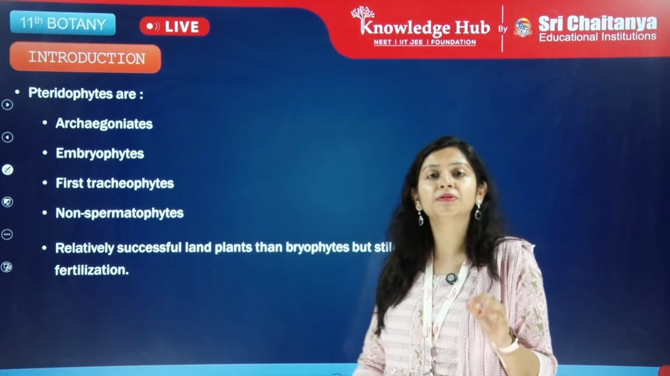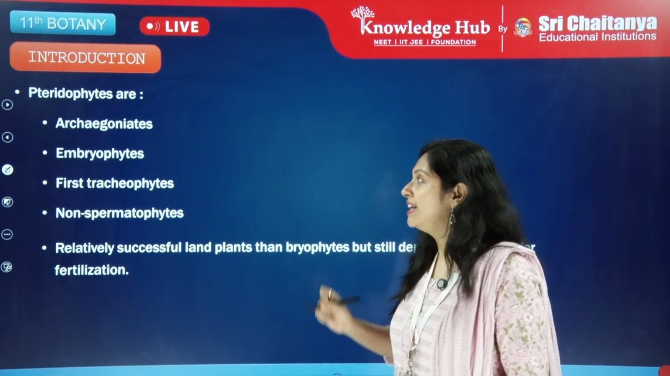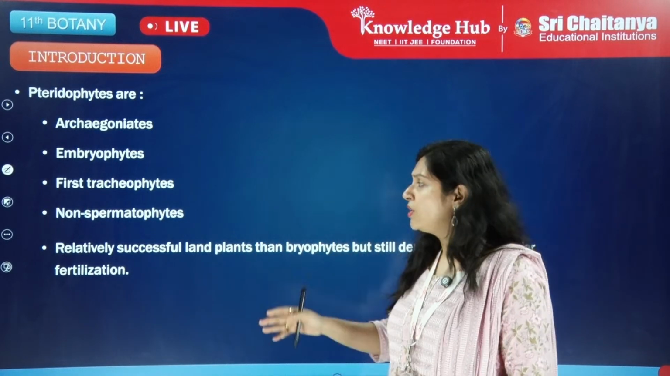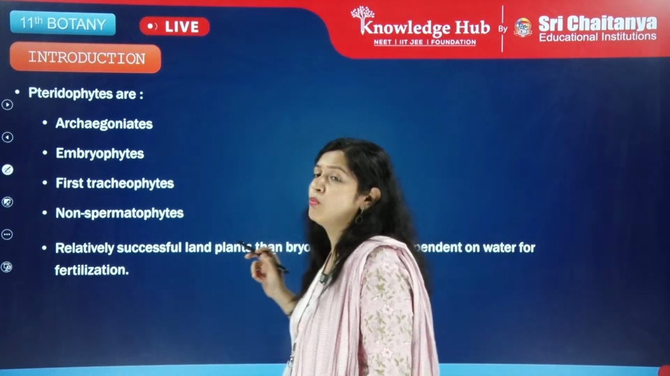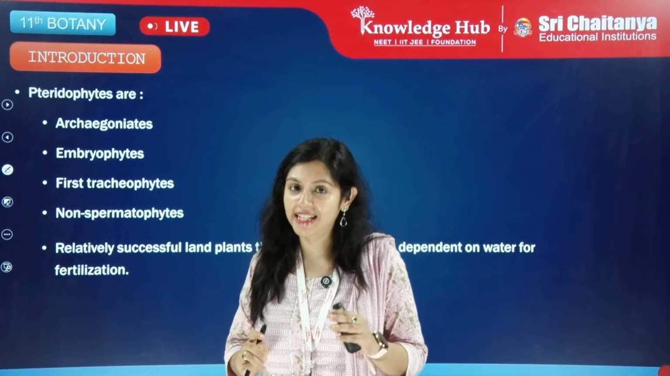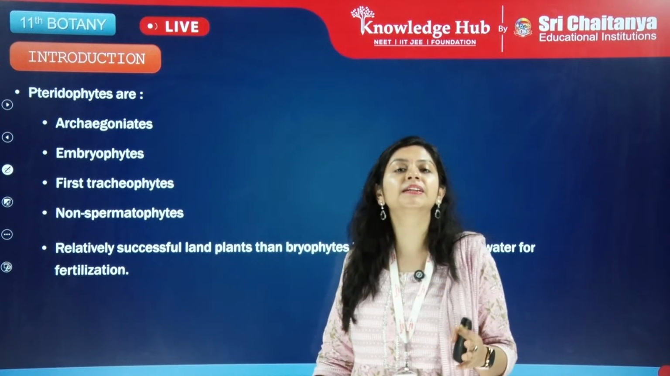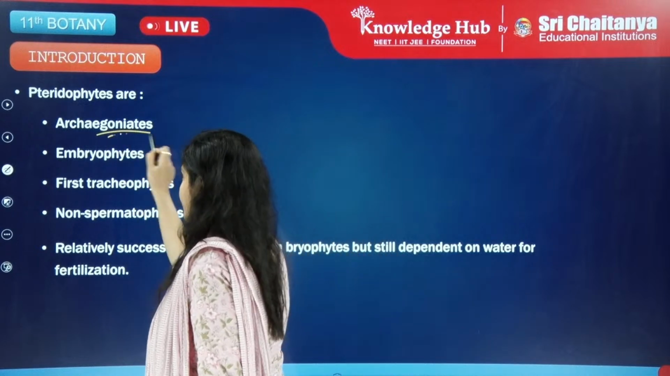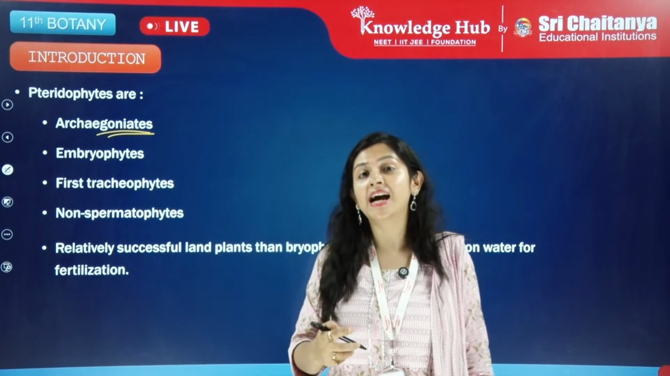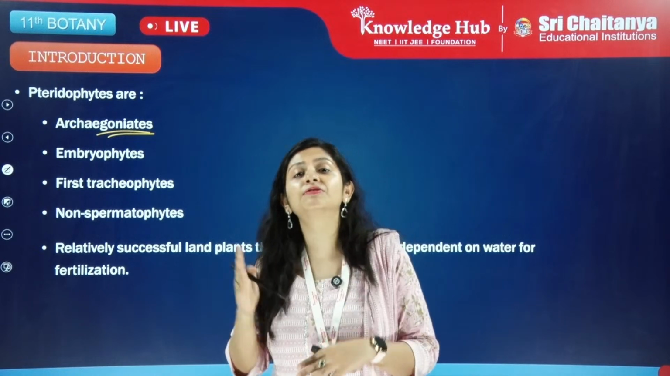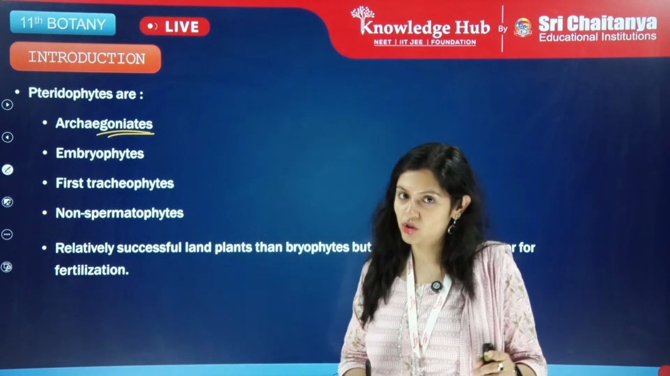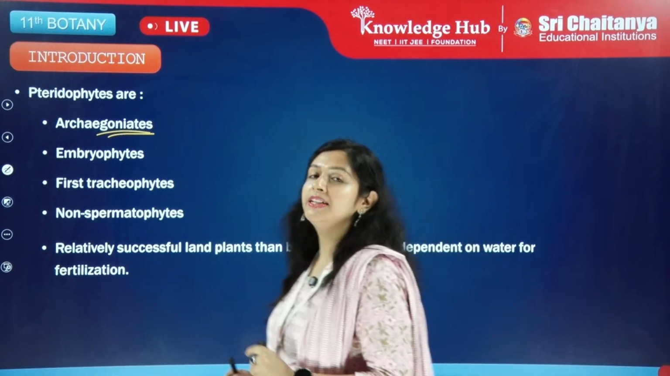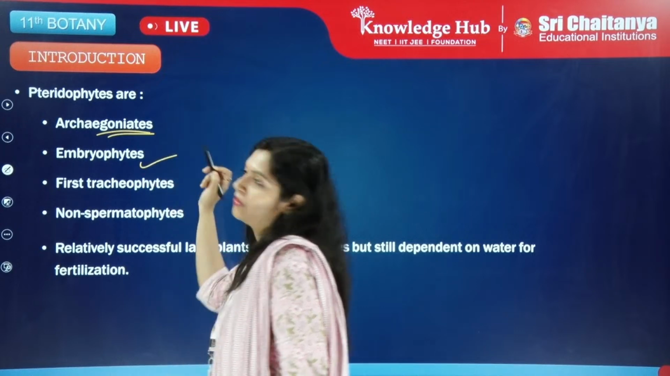For the first, let us see what we call the pteridophytes. They are called archegoniates. That means they have different types of male and female sex organs. Archegoniates means that they possess archegonia. Now, let's come to the next feature of the pteridophytes, that is, the embryophytes.